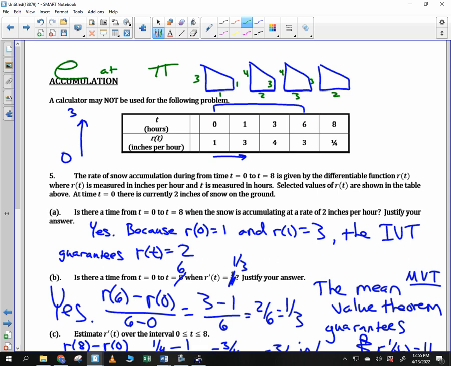Right here. These are the heights for the first one. These are the heights for the second one. These are the heights for the third one. I got 3 and 1/4. So do you remember the calculation for the area of a trapezoid? 1/2 times the base times the sum of those 2 heights, right?